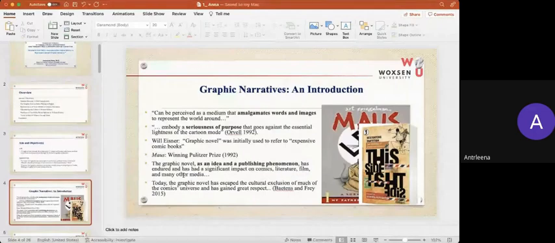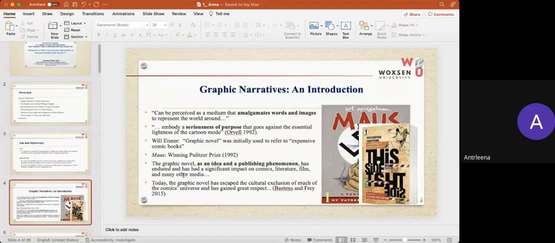So when there is an image on the text, it keeps your focus, because you have a focus span of 6 seconds. So graphic novels are very helpful, and abroad especially, graphic novels are used to teach history. For instance, there was this huge debate in America about teaching the Holocaust through the graphic novel Maus.